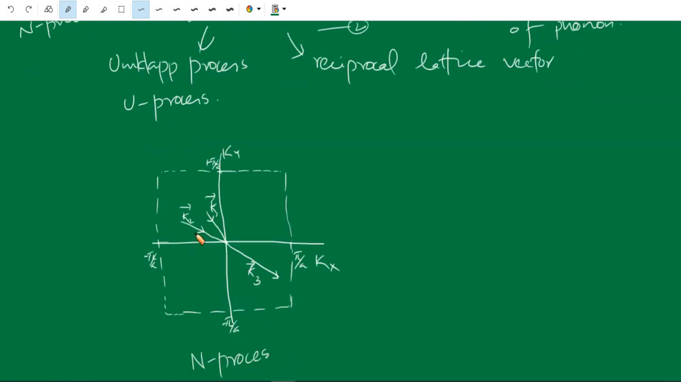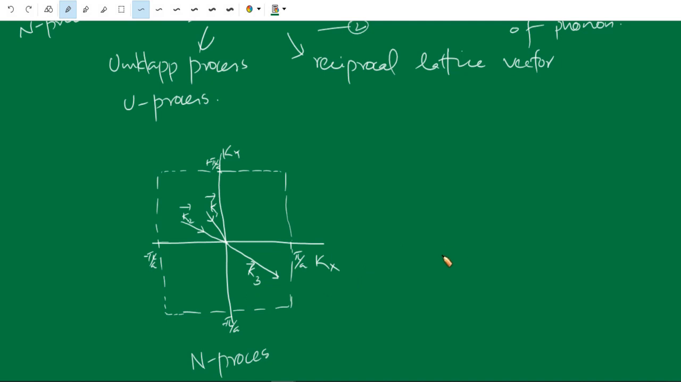When K1 and K2 are sufficiently high, then K3 will go out of the first Brillouin zone. The resulting wave vector will go out of the first Brillouin zone. We know that the physically significant value of a wave vector of a phonon is a wave vector which is inside the first Brillouin zone. So for any value outside the first Brillouin zone, there is an equivalent wave vector inside the Brillouin zone.